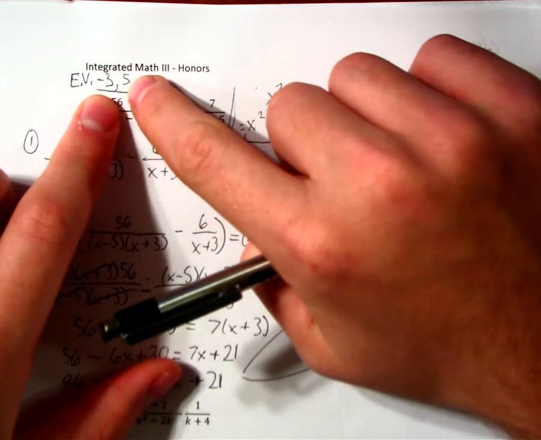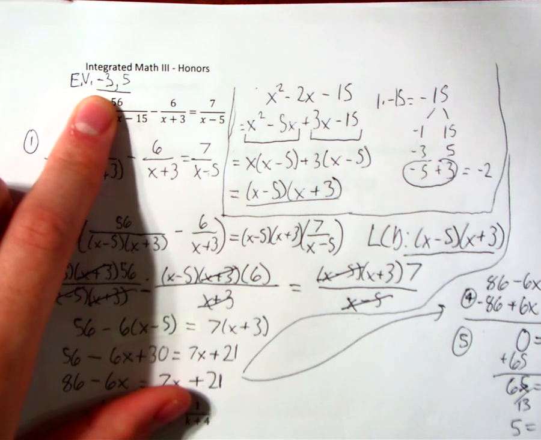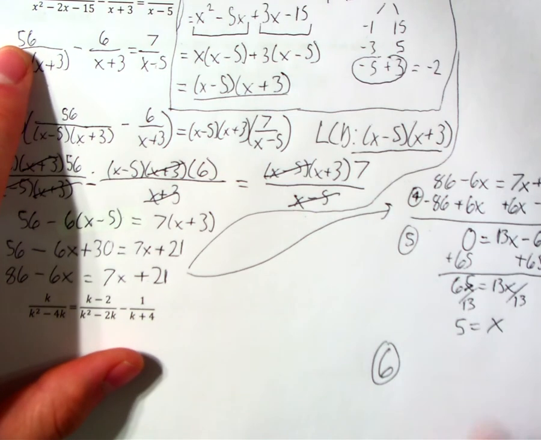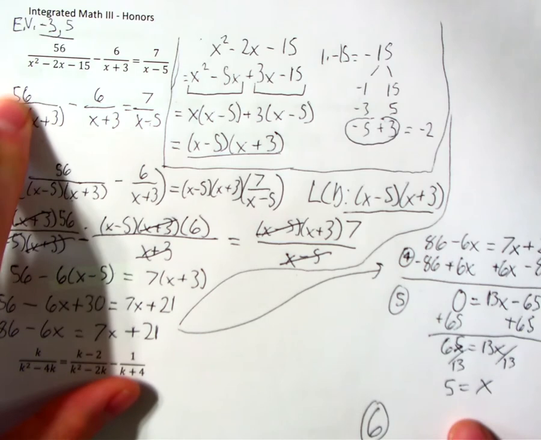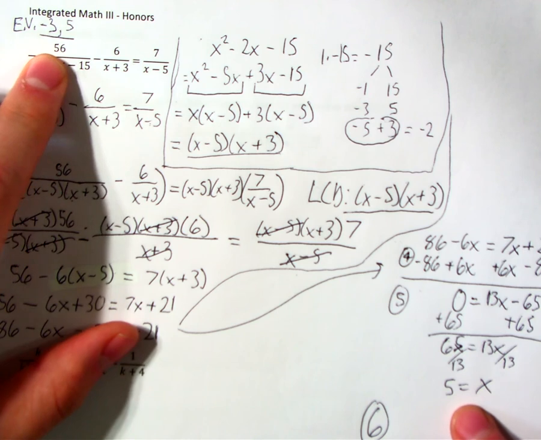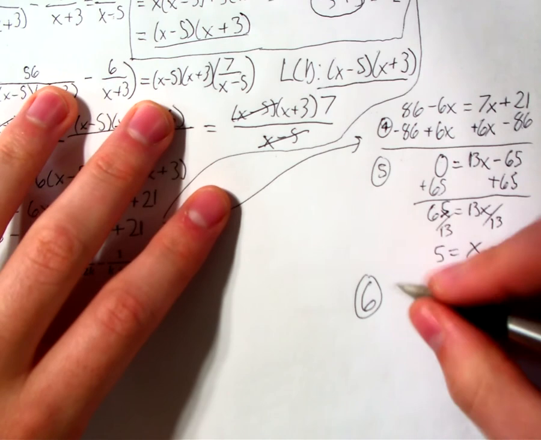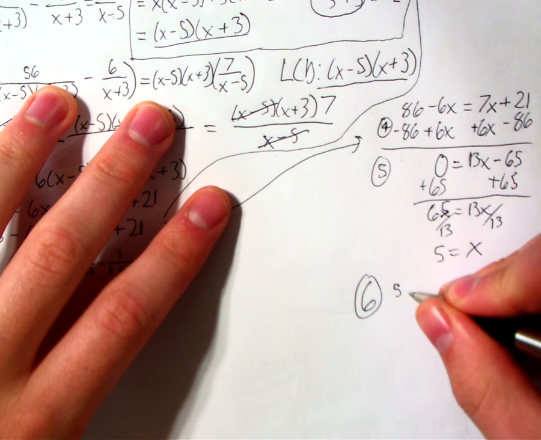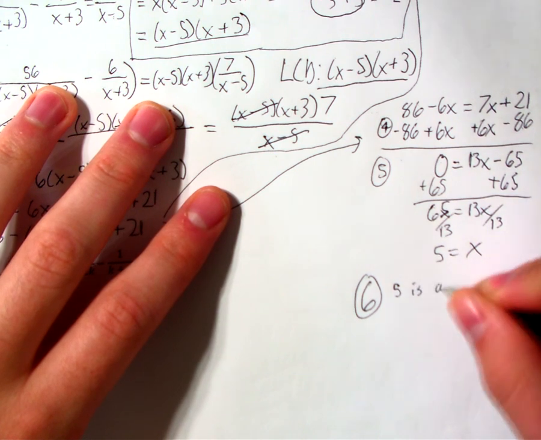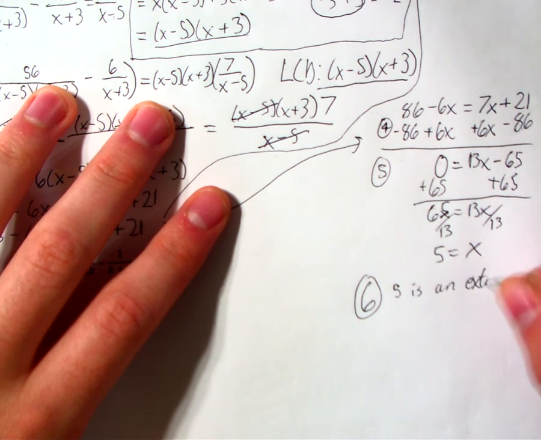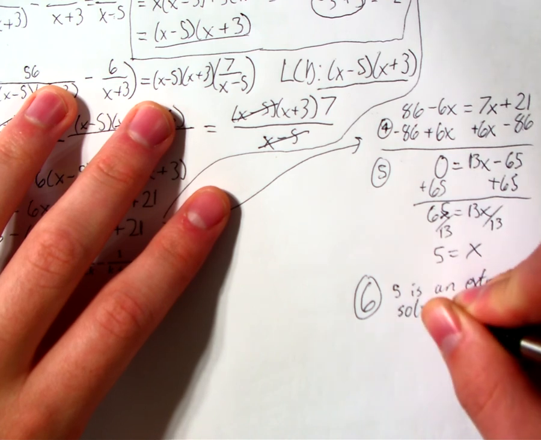It's -3 and 5. Do either of those values make this solution extraneous? Yes. X cannot equal 5. That can't be a solution because that's an excluded value of my original equation. So 5 is an extraneous solution.